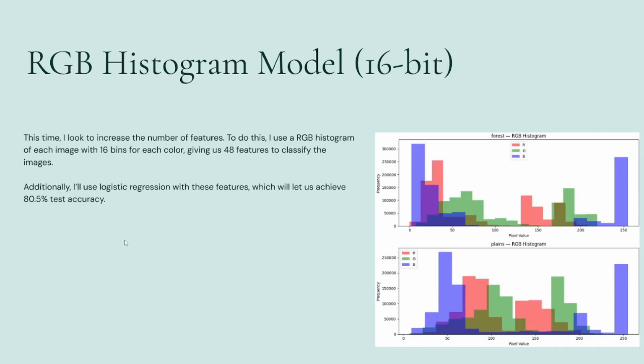Next up, instead of one feature, now we're going to be using 16 features for each color to better capture the minute changes of color between the grasses and trees. And now we're looking at this histogram to motivate this change. And using logistic regression, this does get us an 80% accuracy, which is very close to the neural network we saw earlier.